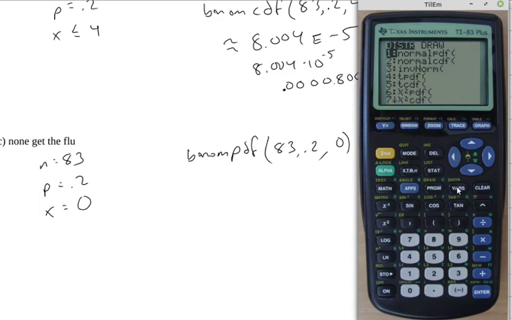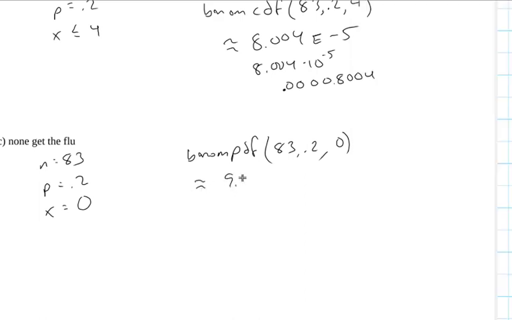So binomial PDF, 83, 0.2, 0. And we get 9.046 times 10 to the negative 9th, which is 0.000000009046. I had to move the decimal place 9 places to the left, which means I get 8 leading zeros the first time I get to the other side of the decimal, and then 9 places to move. Obviously, this is really close to 0.